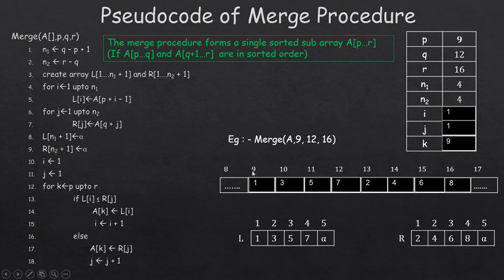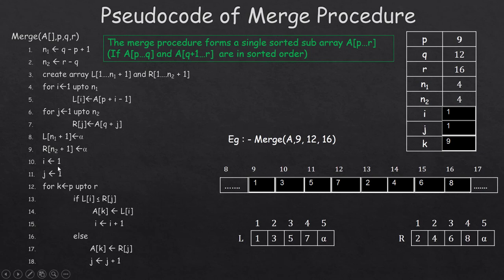So here I have 2 sublists, one sublist from 9 to 12 and another sublist from 13 to 16. This for loop will copy the first sublist to array L, and the next for loop will copy the second sublist to array R. Next, L of n1 plus 1. What is n1? n1 is 4. So L of n1 plus 1 is L of 5. In this last cell I am storing infinity. Here also, in the last cell of R, I am storing infinity.